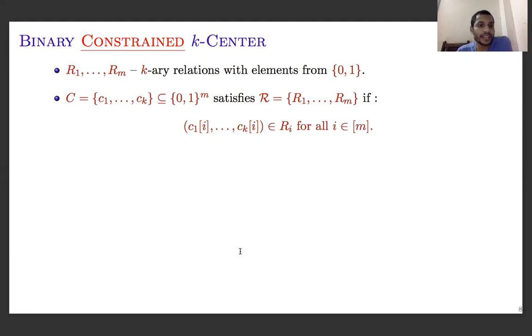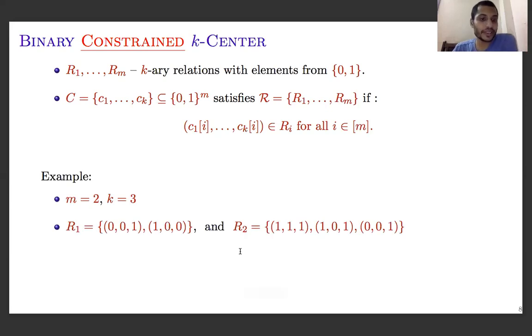And then we say that a set of centers C1, C2, etc. up to Ck, they are all vectors of length m, satisfies these k-ary relations R1 to Rm if for any i, think of i as row i, C1 of i, C2 of i, etc. up to Ck of i will form a k-tuple belonging to Ri.